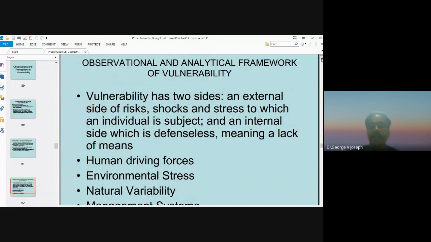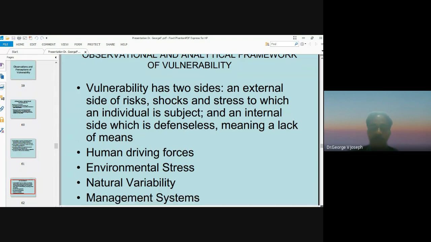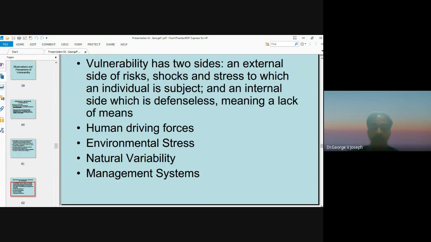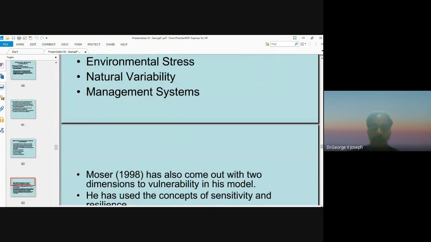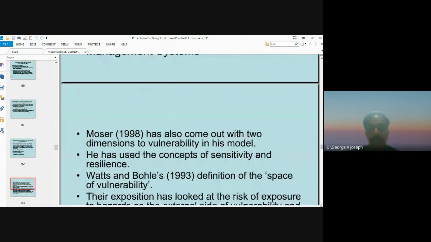Now, an observational and analytical framework for vulnerability. Vulnerability has two sides: an external side of risk, shocks and stress to which an individual is subject, and an internal side, which is the defense mechanism. There are various factors we can look at, like the human driving force, environmental stresses, natural variability, and management systems which are existing. When you analyze all this, we will be able to understand the situation there.